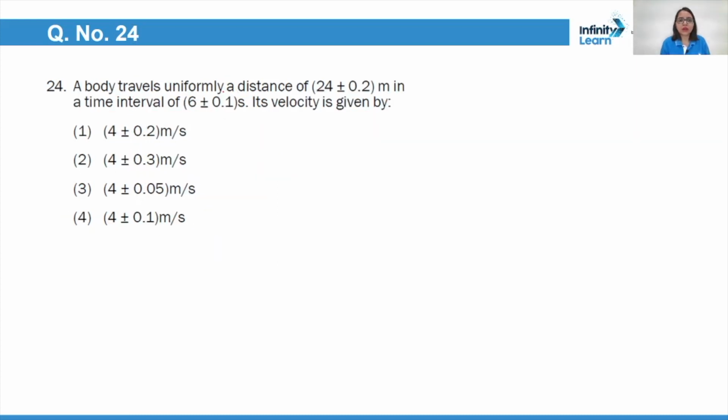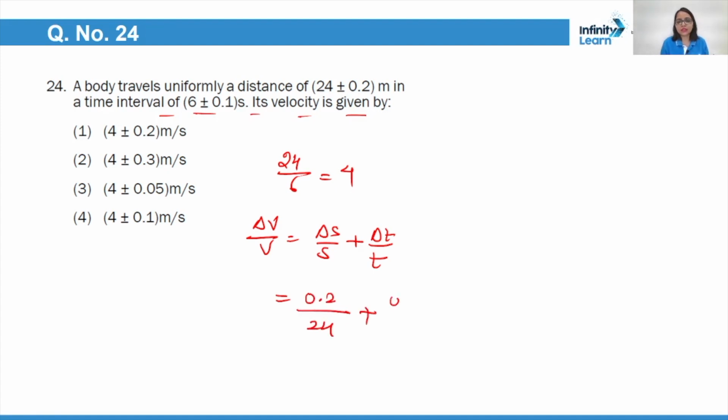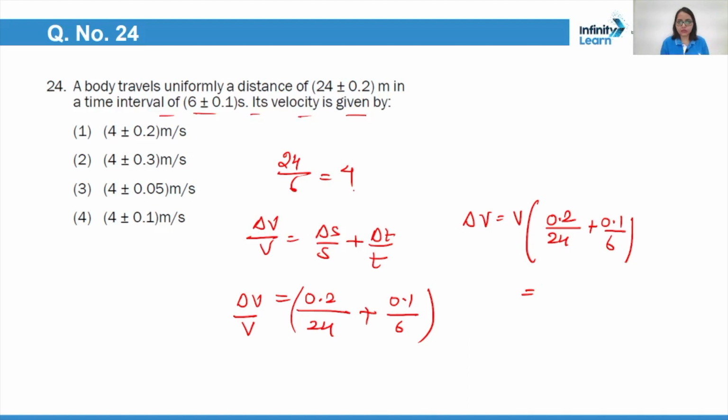Question number 24. A body travels with the distance of this and time of this, its velocity is. So velocity is distance upon time. So it is 24 upon 6, that is 4. Let's find the error. So it will be delta V upon V is equals to delta S upon S plus delta T upon T. Delta S is 0.2 divided by S is 24 plus delta T is 0.1 divided by 6. So this is delta V upon V. So delta V will be V times 0.2 divided by 24 plus 0.1 divided by 6. So V is 4. So after putting this value, you'll get it as 0.1. So correct answer is 4 plus minus 0.1 meter per second, which is option 4.